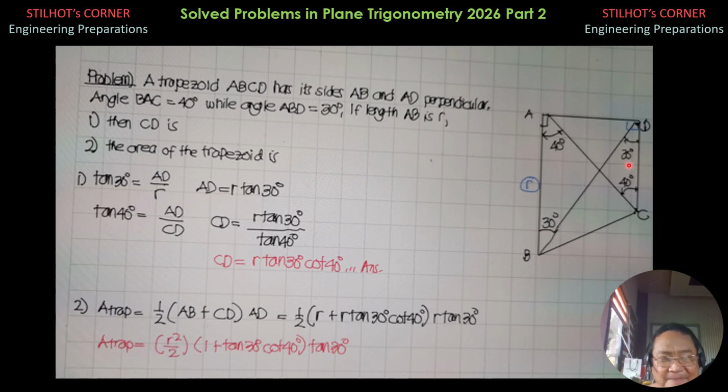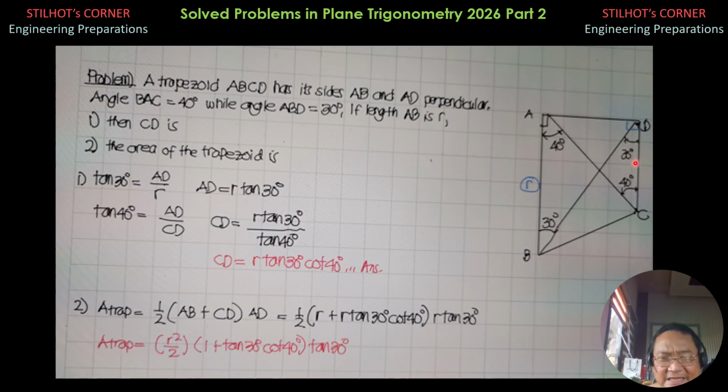So first, in problem 1, for the length of CD, we need to define this side using this right triangle. From the figure, tangent of 30 degrees is opposite AD divided by adjacent side R. You may denote R as 1, or you may just put it as R. So AD therefore is R tangent of 30 degrees.